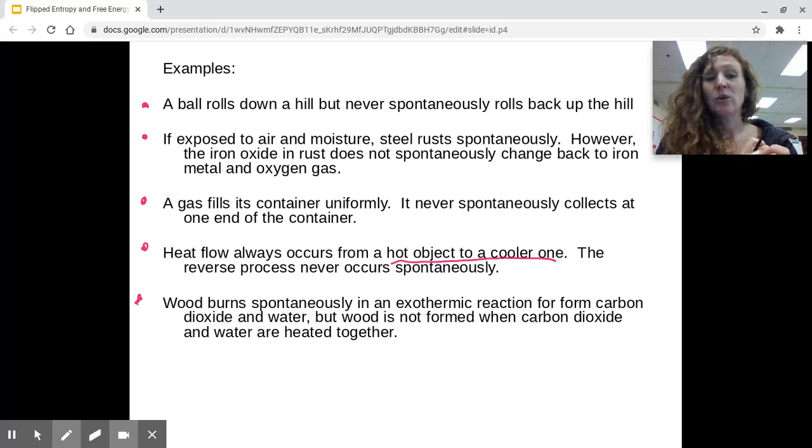You have to input energy and some magical process called photosynthesis in order for carbon dioxide and water to be combined in the right way, in the right order, in the right sequence, with the right amount of energy input and output in order to form organic compounds like wood. So there has to be some input of energy or supported system, or maybe usually both, in order for the reverse of all of these reactions to occur.